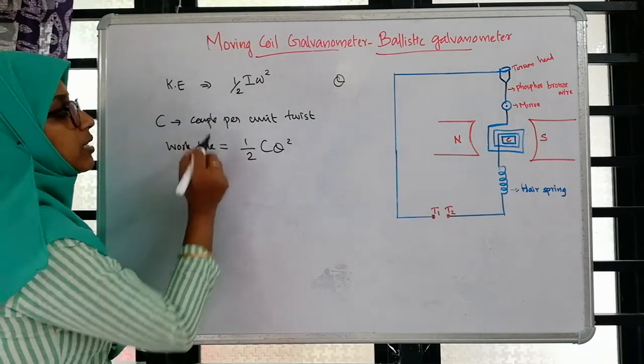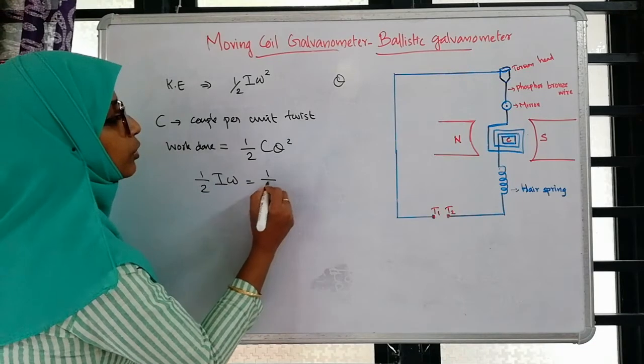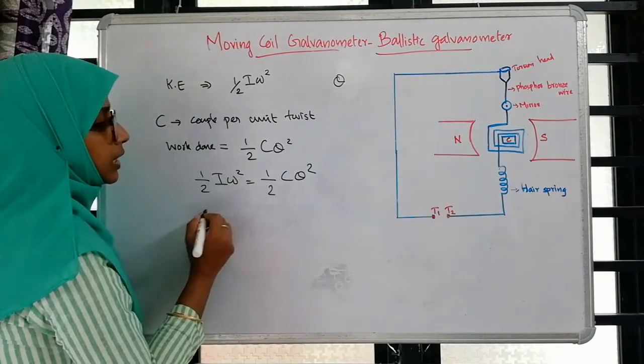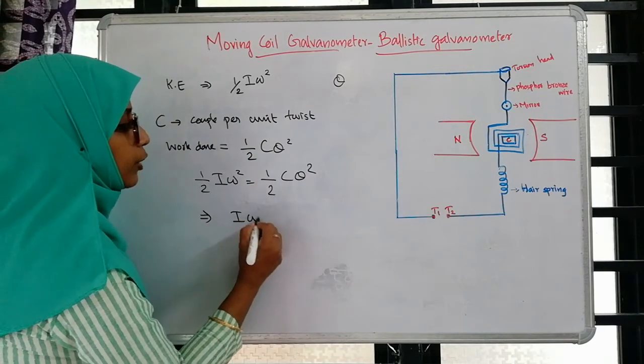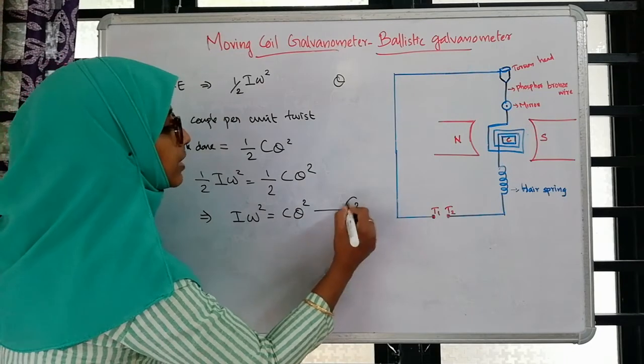So from this we can write half into I omega square, which is also equal to the work done to twist a fiber. That implies I omega square is equal to C theta square, which is equation number 2.